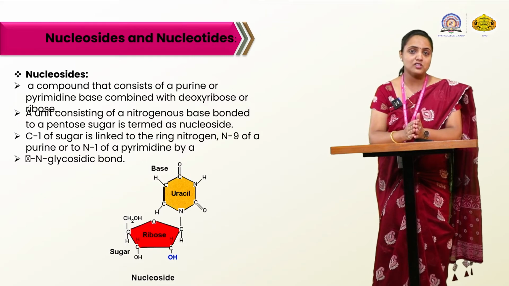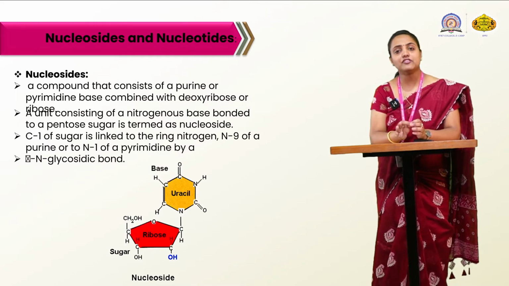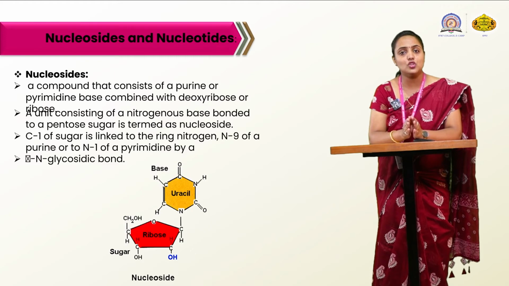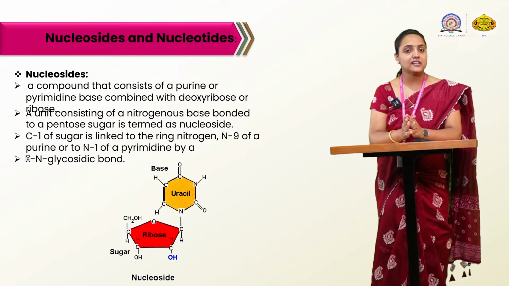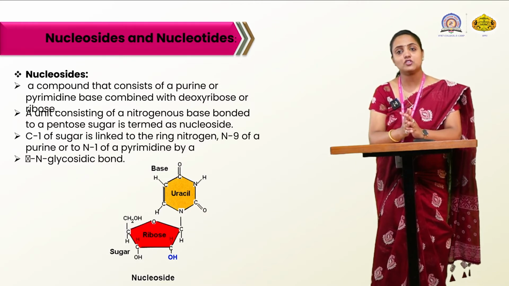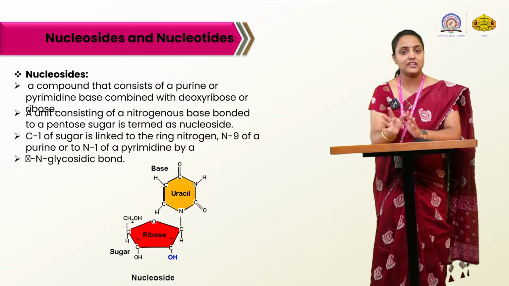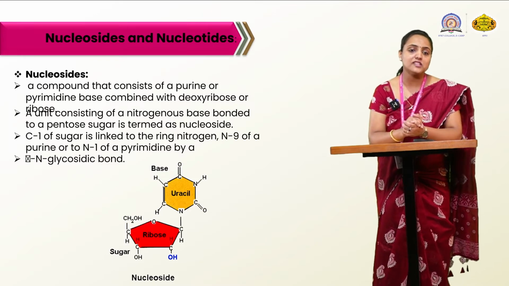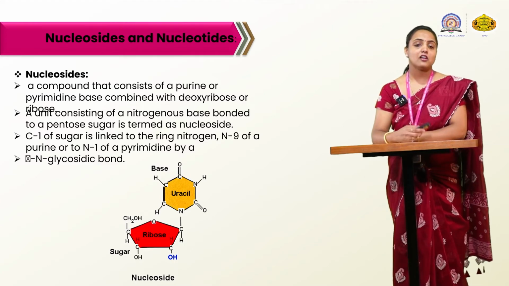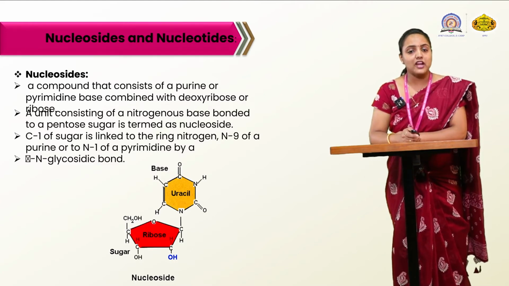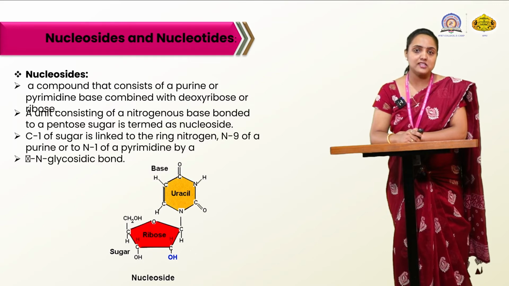Here also, the nucleosides and nucleotides are bound together by various bonds. So first we are going to see the nucleoside. The main difference between these two is that in the nucleoside there is an absence of the phosphorus molecule, and a nucleoside plus the phosphorus molecule together make a nucleotide. A nucleoside is a compound that consists of a purine or a pyrimidine combined with deoxyribose or ribose sugar. A unit consisting of a nitrogenous base bonded to a pentose sugar is termed a nucleoside.